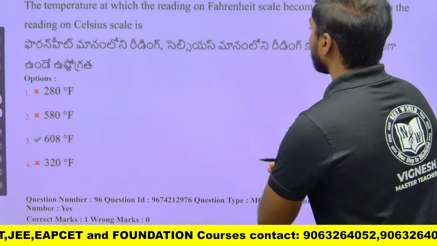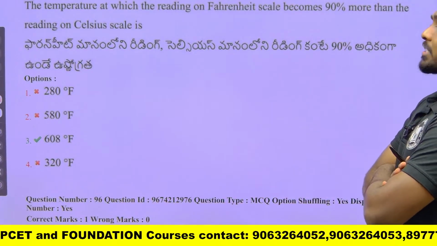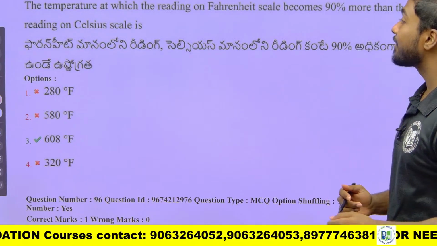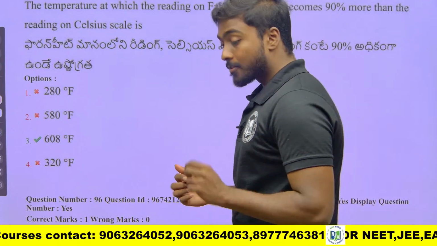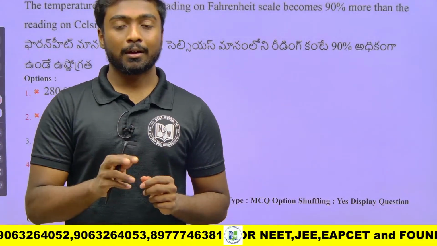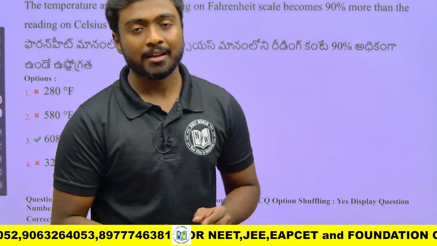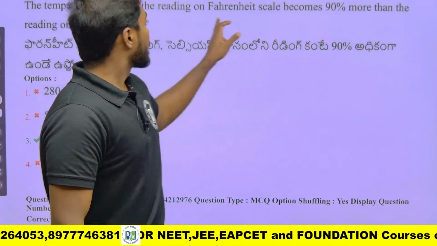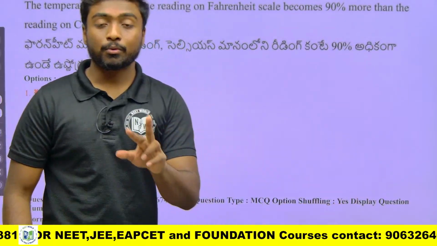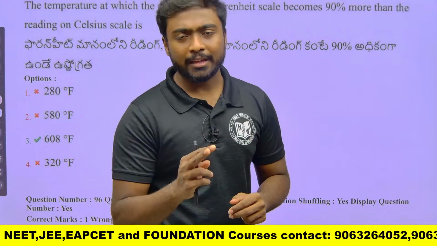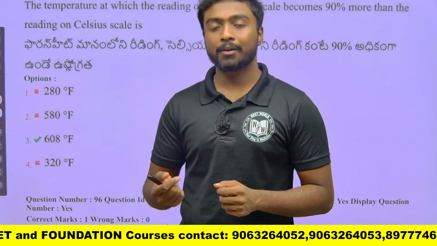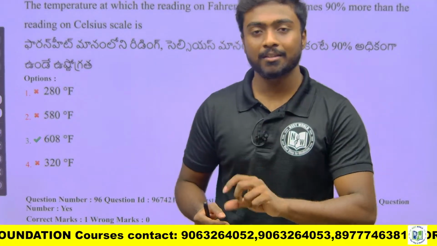Okay, so look at the question: the temperature at which the reading on the Fahrenheit scale becomes 90% more than the reading on the Celsius scale. First I need to know the relation between Fahrenheit and Celsius, and the second thing they have given is that the Fahrenheit reading becomes 90% more than the Celsius reading. So I'll get two equations, compare both of them, and get the answer for either Celsius or Fahrenheit.